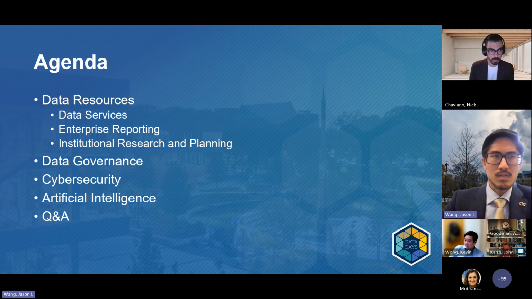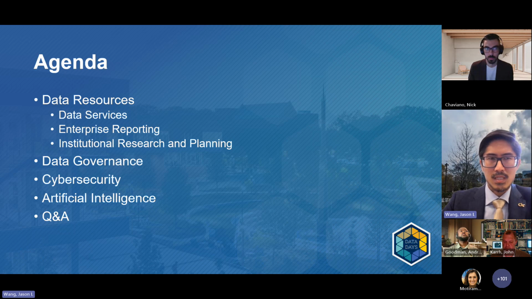So what data services is and what they do, and that'll be Nick Chaviano. And then enterprise reporting, that will be Andre Goodman. He'll go over that. And then I will talk about what institutional research and planning can do for you and what we do for the Georgia Tech campus. That'll be followed by a talk about data governance from Zach Hayes. And then cybersecurity, we'll touch on that. And then we'll also talk about artificial intelligence. And at the end, time permitting, we'll have time for Q&A.